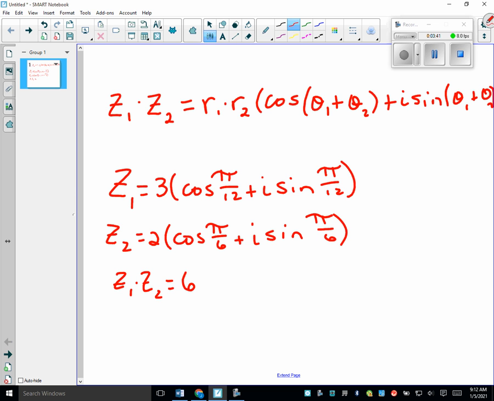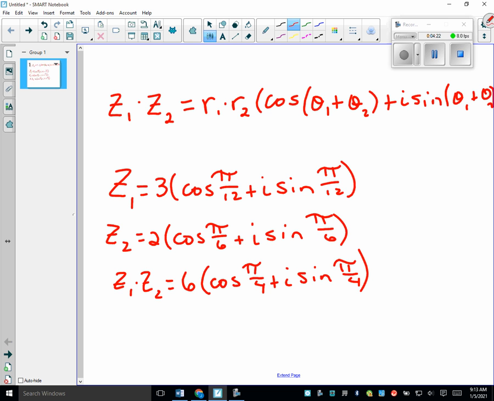What do I do with the angles? So what is pi over 12 plus pi over 6? Pi over 4. So cosine pi over 4 plus i sine of pi over 4. I like this. And that's my answer. Let's go ahead and finish dividing and then I'll tell you this.